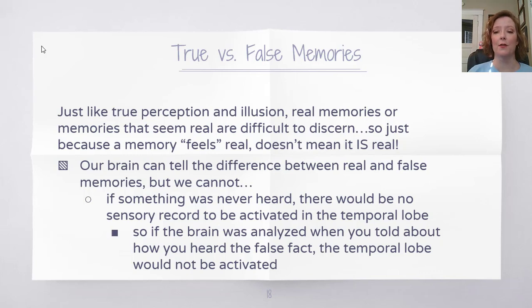Our brain can tell the difference between real and false memories, but we cannot if something was never heard. There would be no sensory record to be activated in the temporal lobe. So if the brain was analyzed when you told about how you heard the false fact, the temporal lobe would not be activated. The brain doesn't lie.